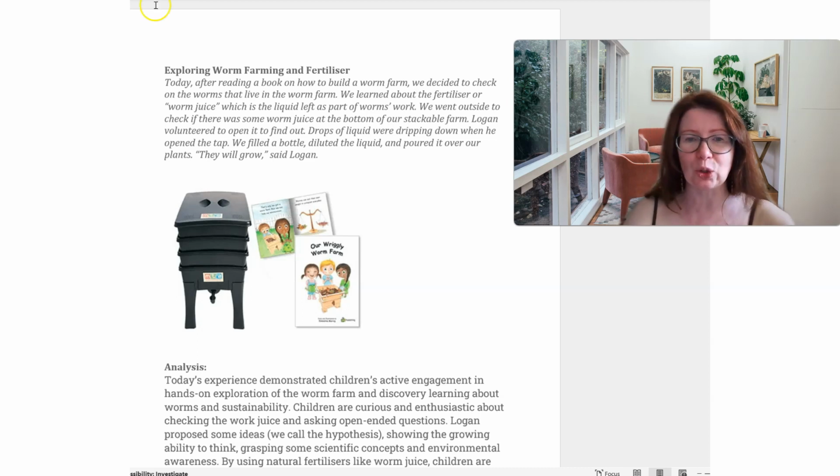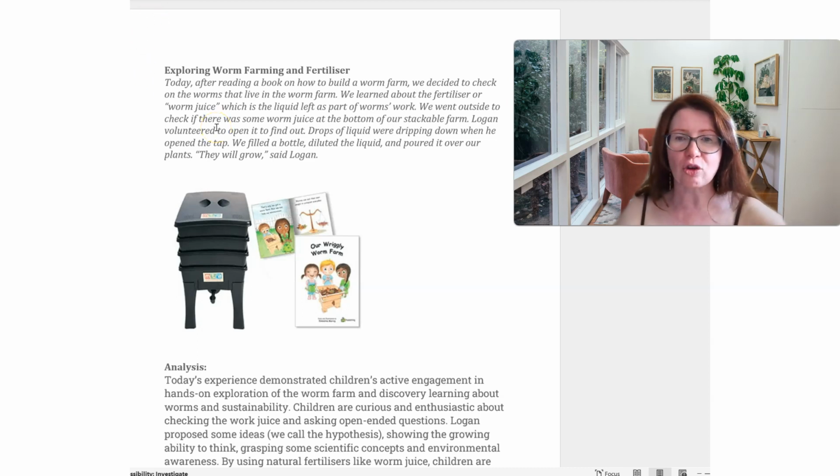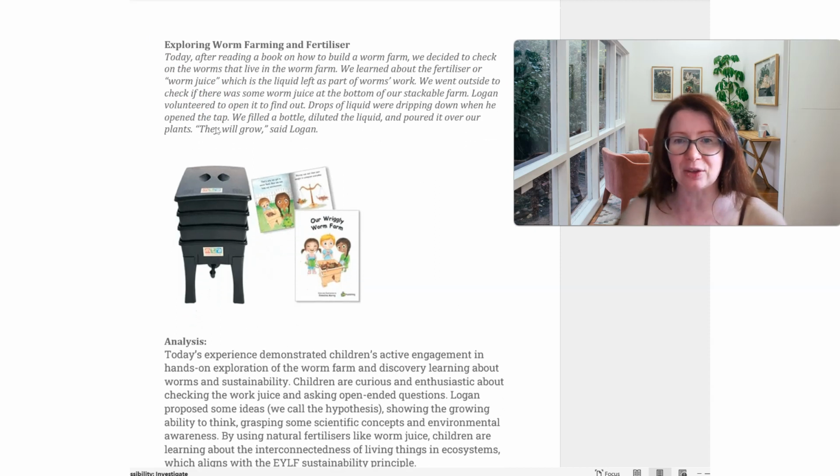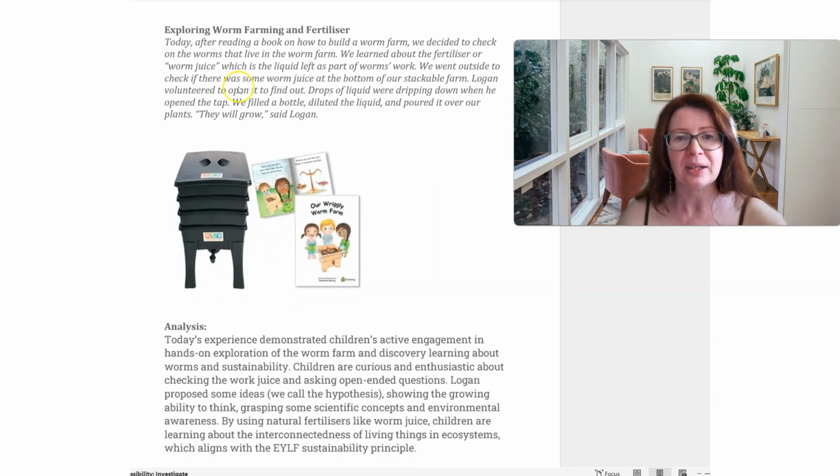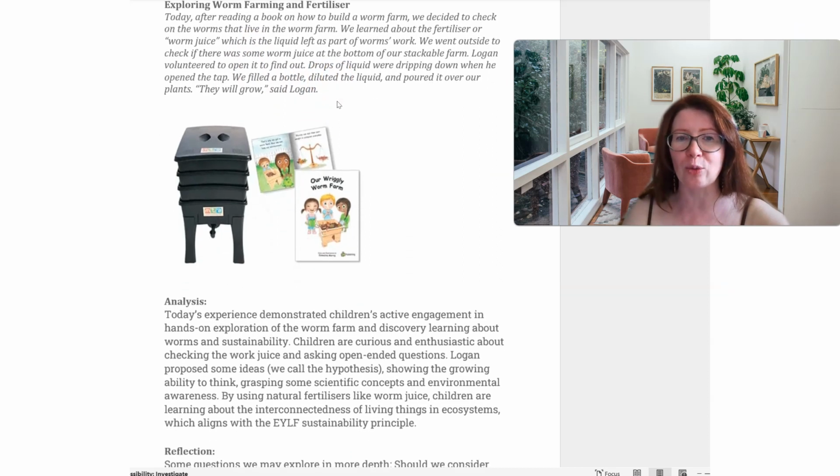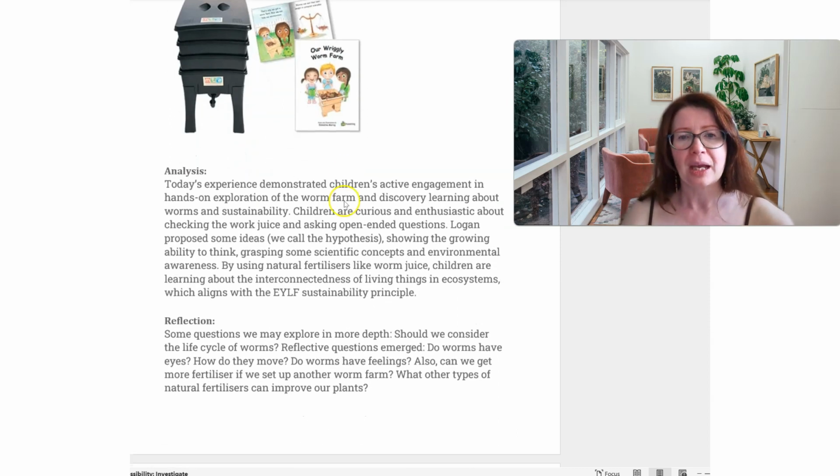Logan volunteered to open it to find out. Drops of liquid were dripping down the tap when he opened it. We filled the bottle, diluted the liquid, and poured it over our plants, tomatoes. "They will grow," said Logan.